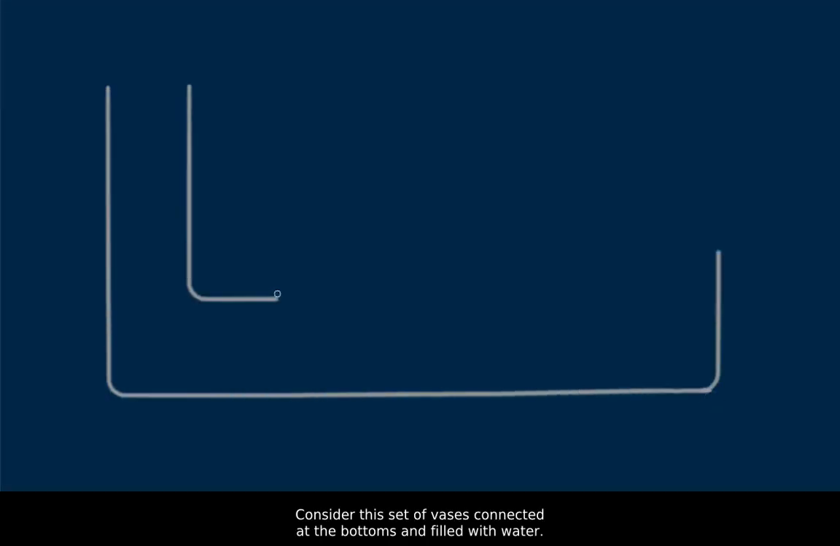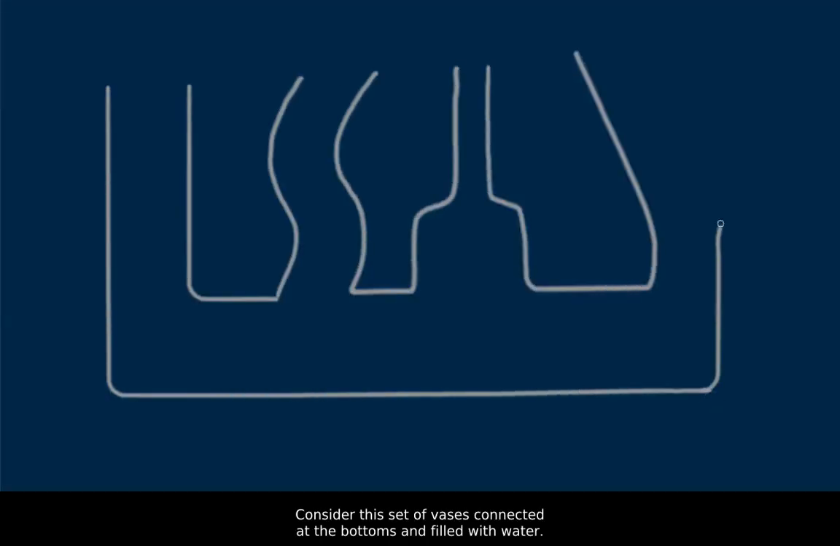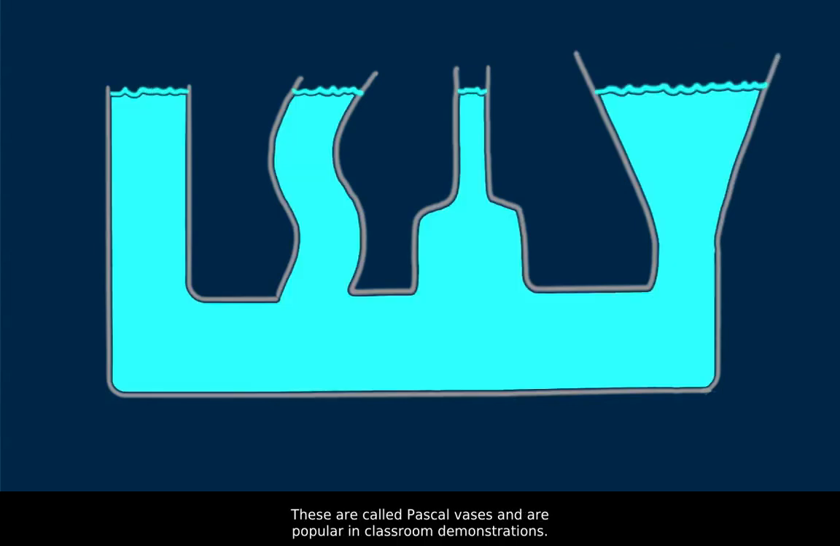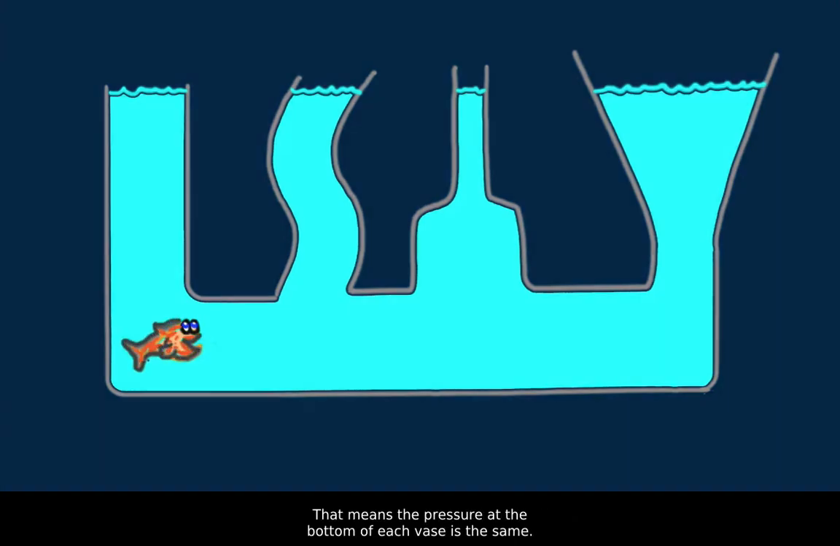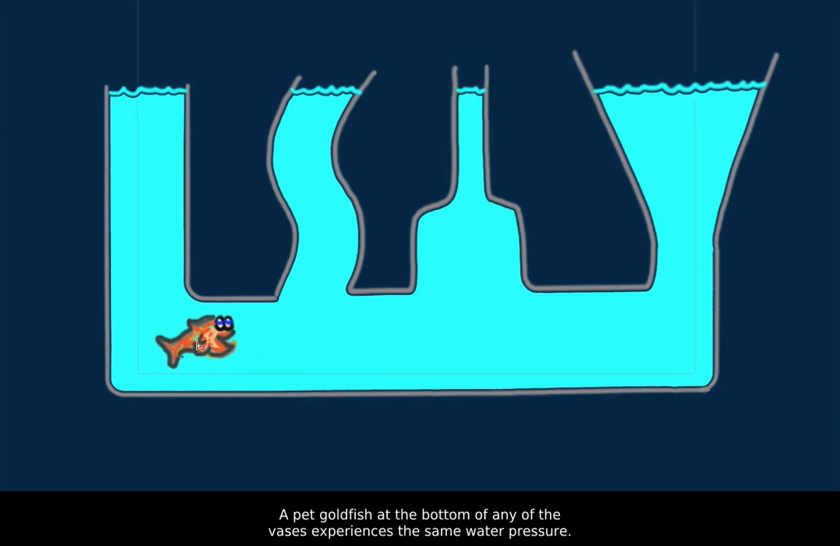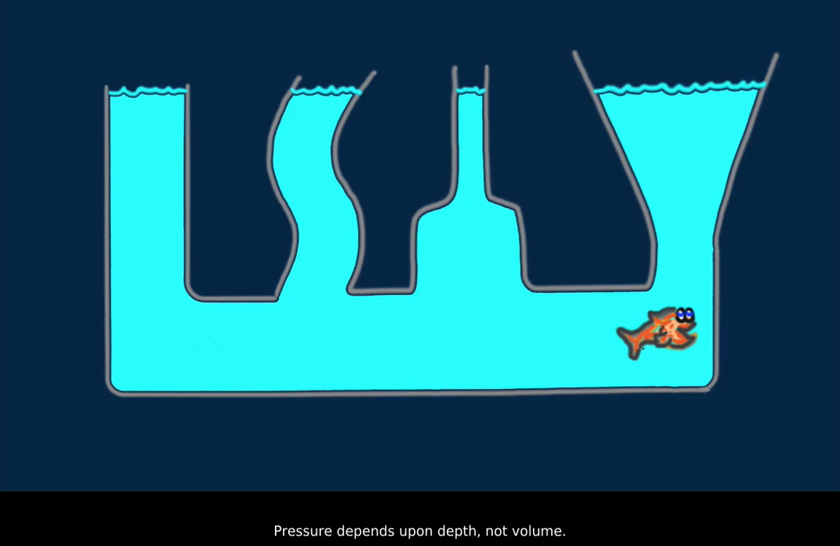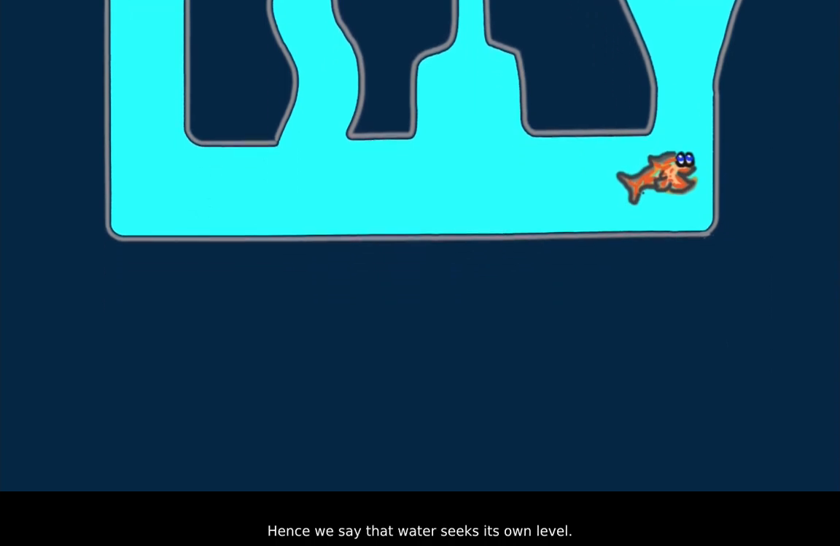Consider this set of vases connected at the bottoms and filled with water. These are called Pascal vases and are popular in classroom demonstrations. Although the volumes of water in each vase differ, the depth of water is the same in each. That means the pressure at the bottom of each vase is the same. A pet goldfish at the bottom of any of the vases experiences the same water pressure. Pressure depends upon depth, not volume. Hence, we say that water seeks its own level.